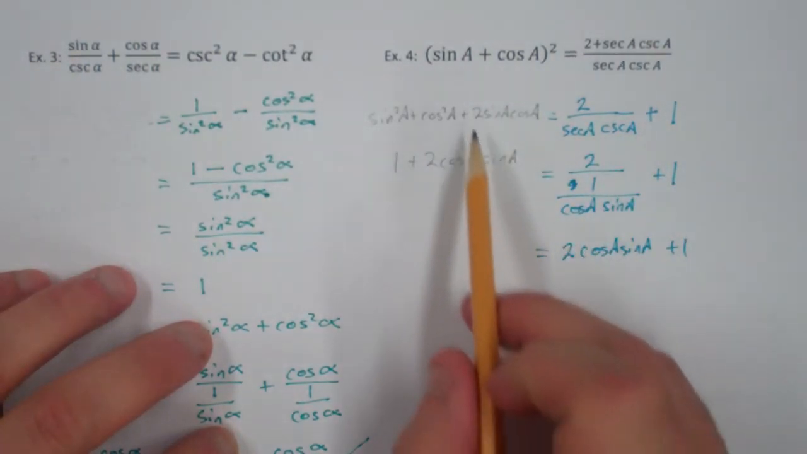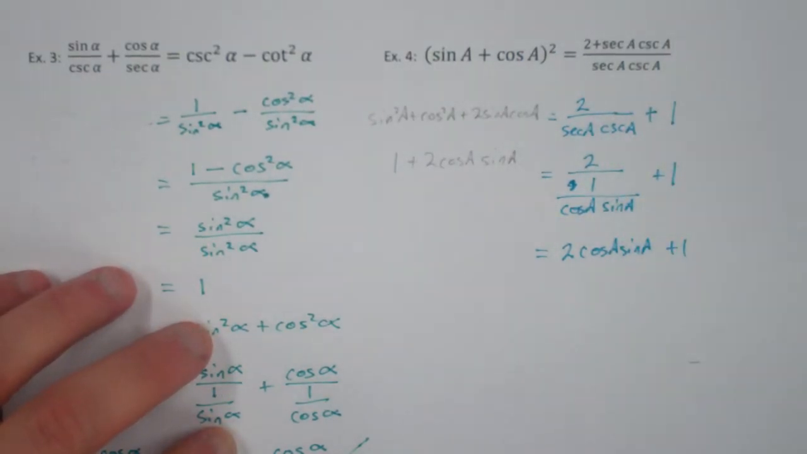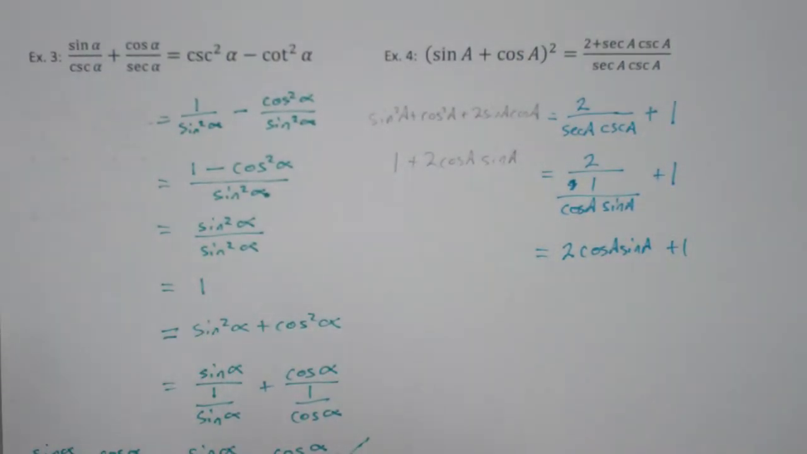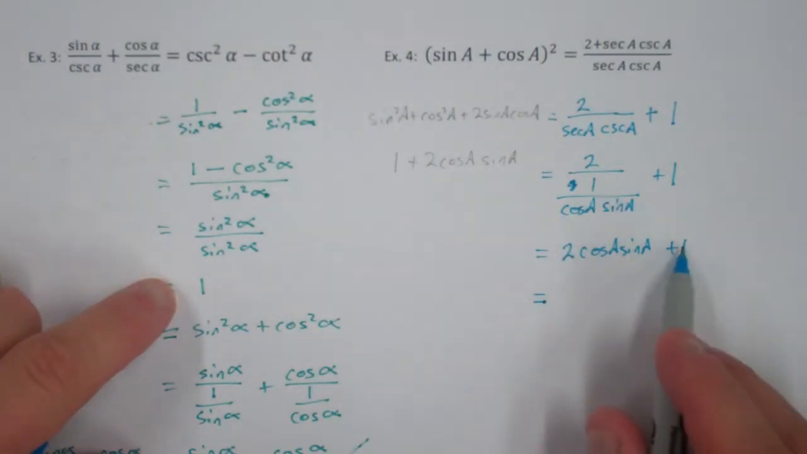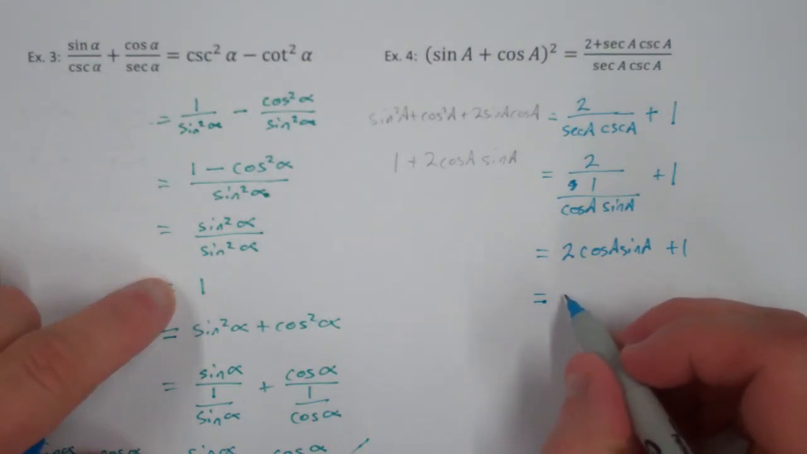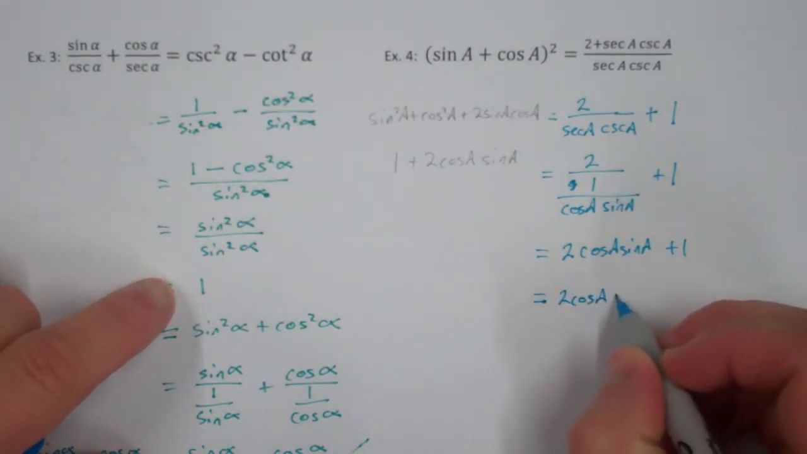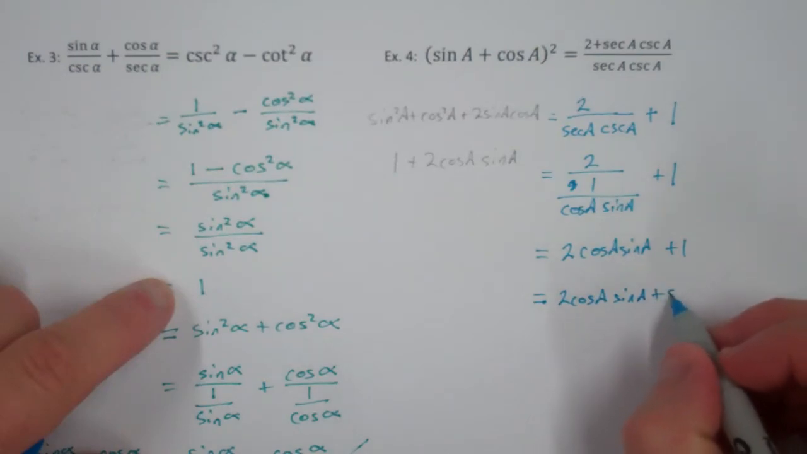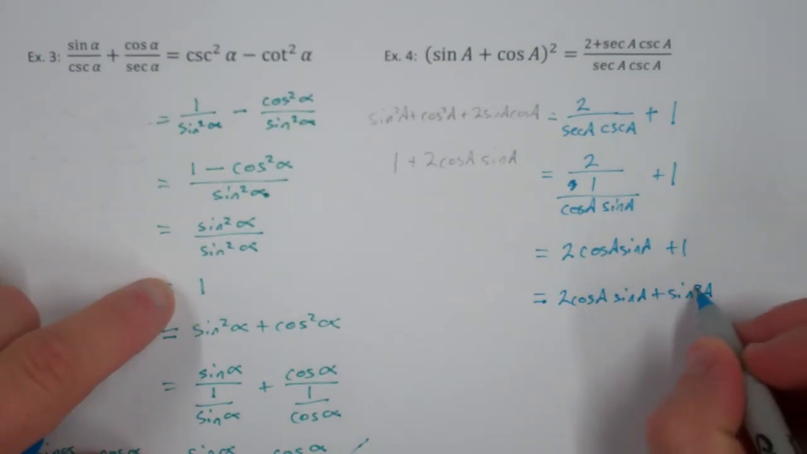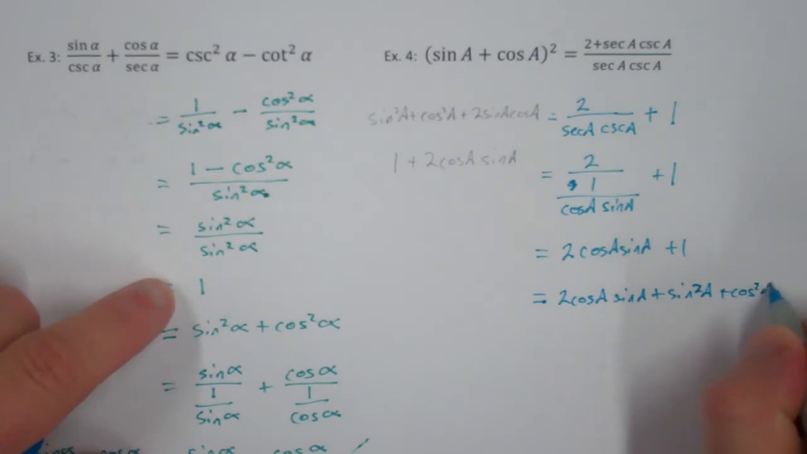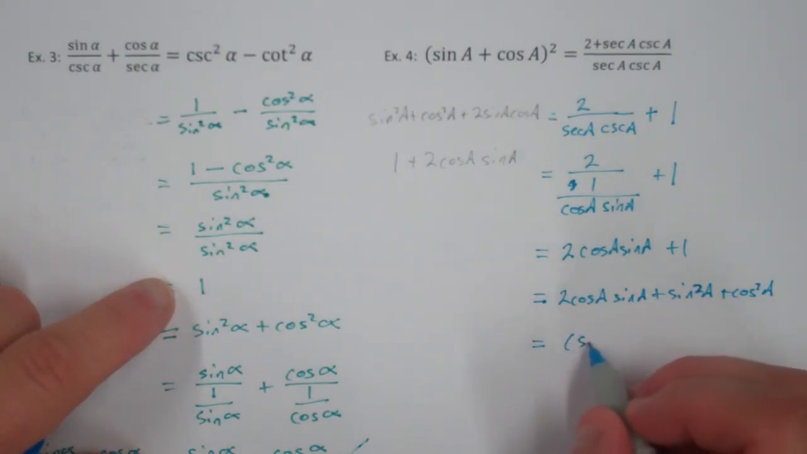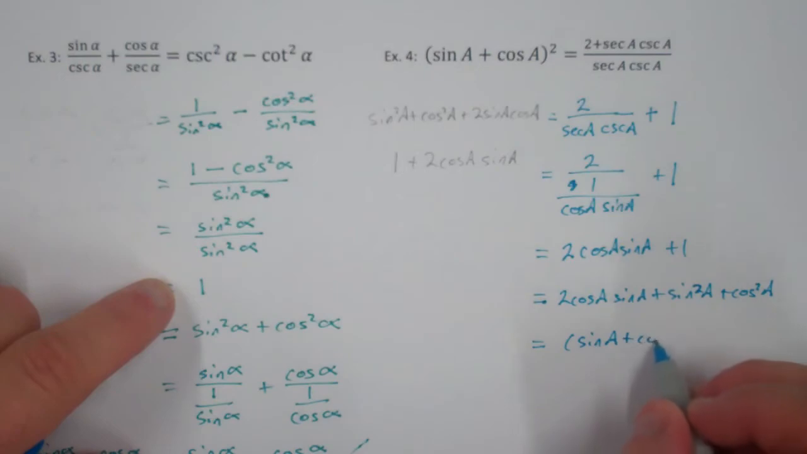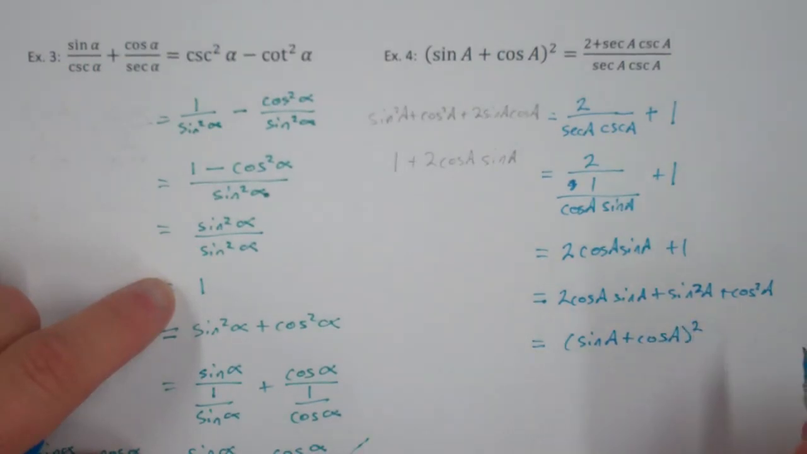So now we have a link between the left side and the right side. All we need to do then is write down those steps in reverse order. So I'm going to change this 1 into a sine squared. So I'll have 2 cosine of A sine of A plus sine squared of A plus cosine squared of A. Now this whole thing can be factored into sine of A plus cosine of A quantity squared.